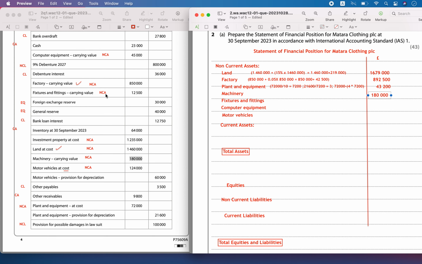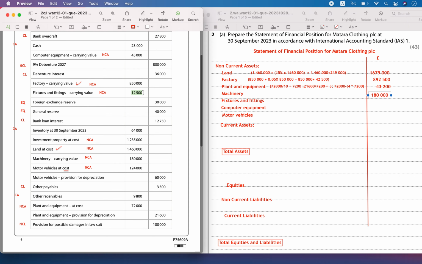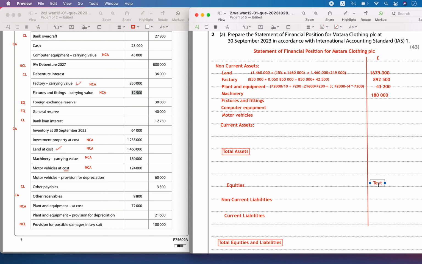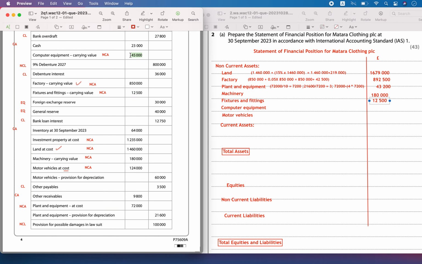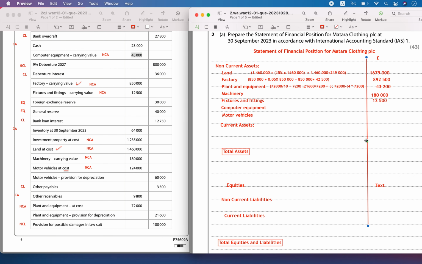Then fixtures and fittings. Fixtures and fittings are also given at their carrying value, so you will just calculate at the carrying value. Then you have computer equipment. It is also given at the carrying value. It is 45,000. It's already depreciated and given, so you will have to make no adjustments. It is 45,000.